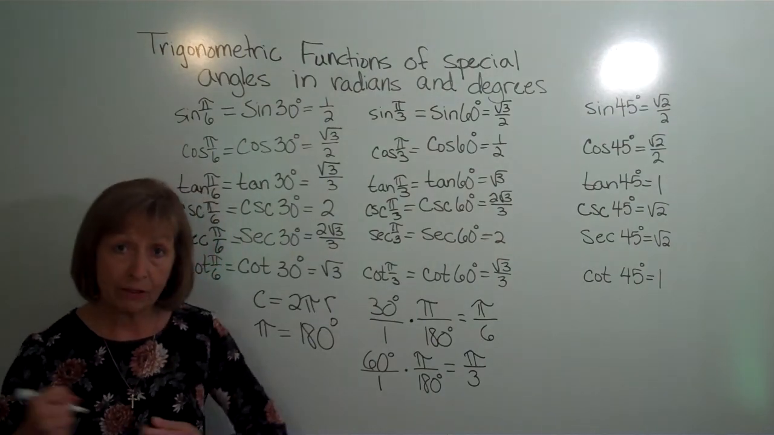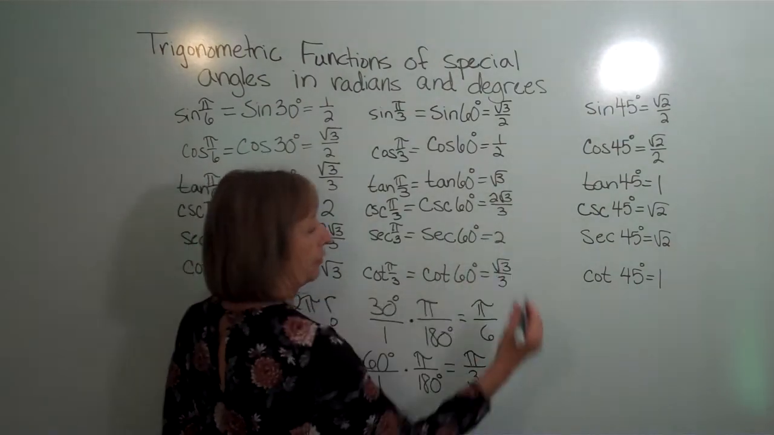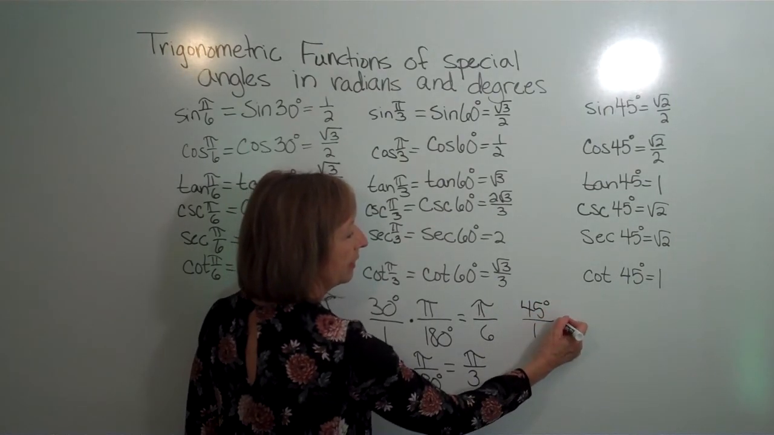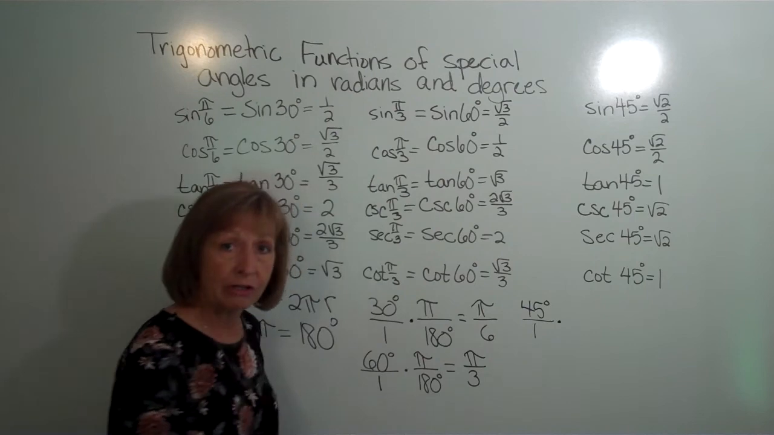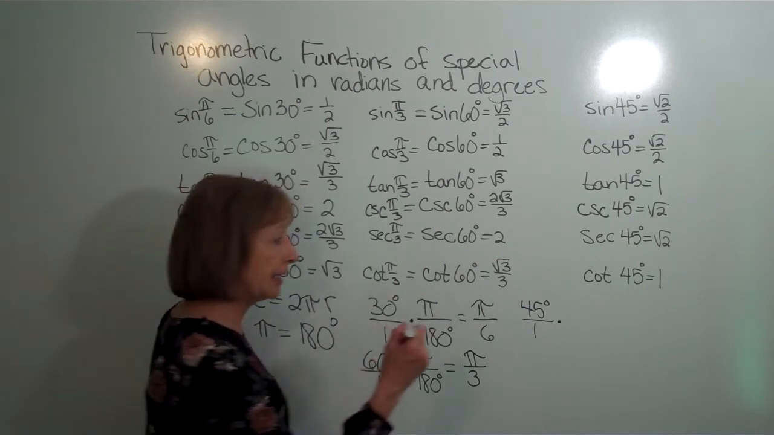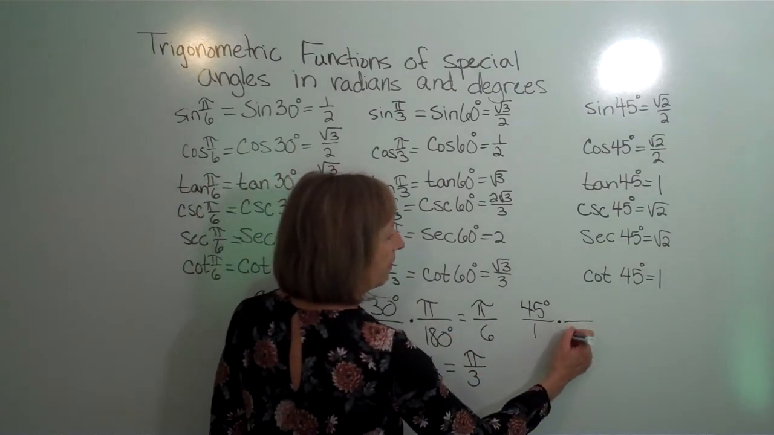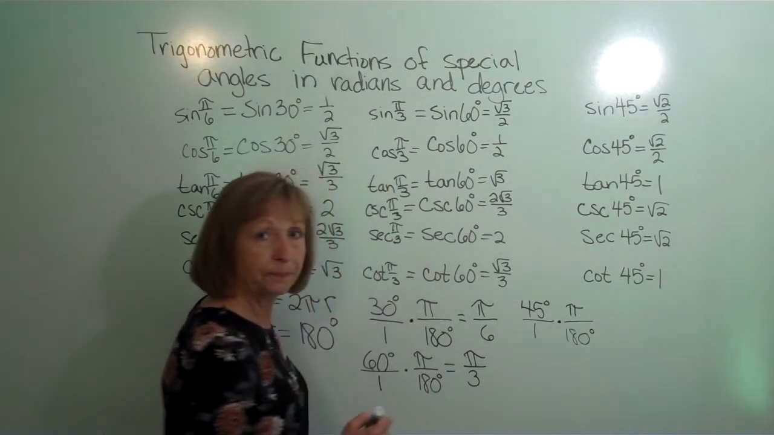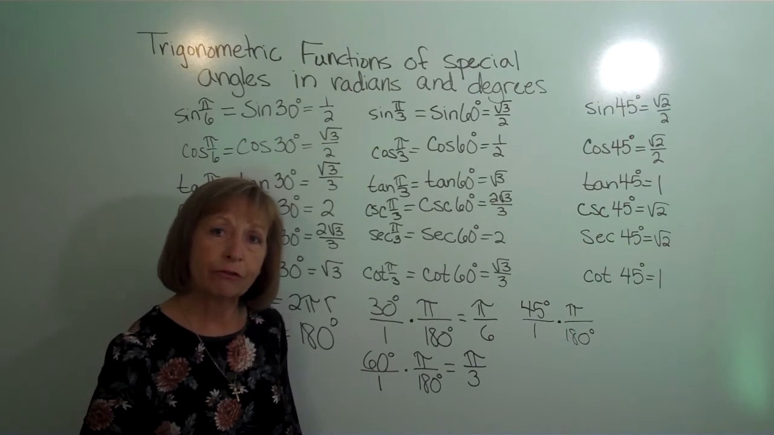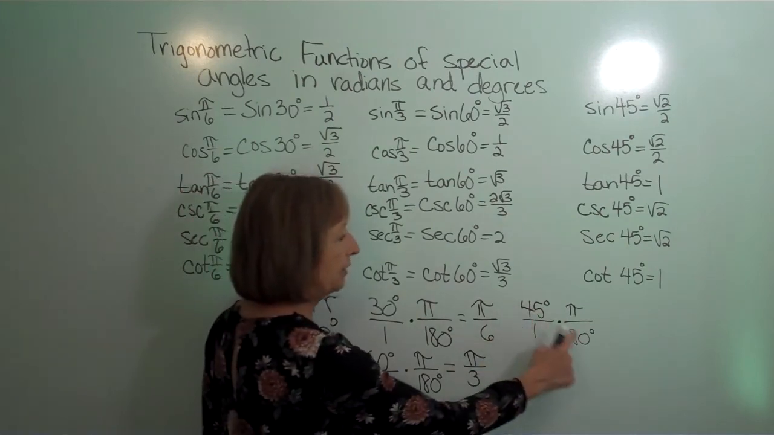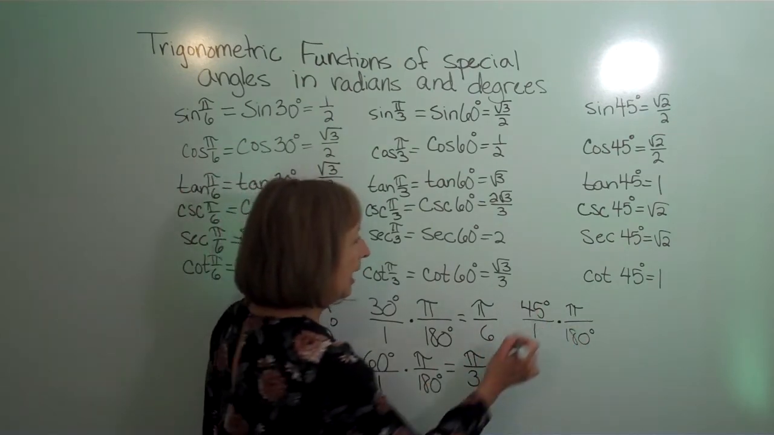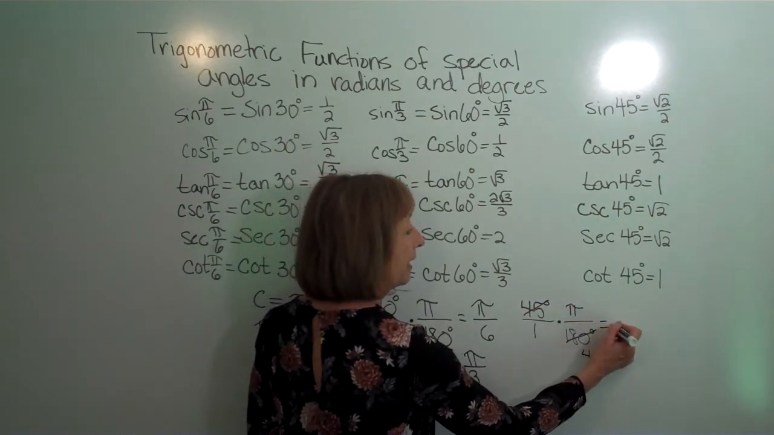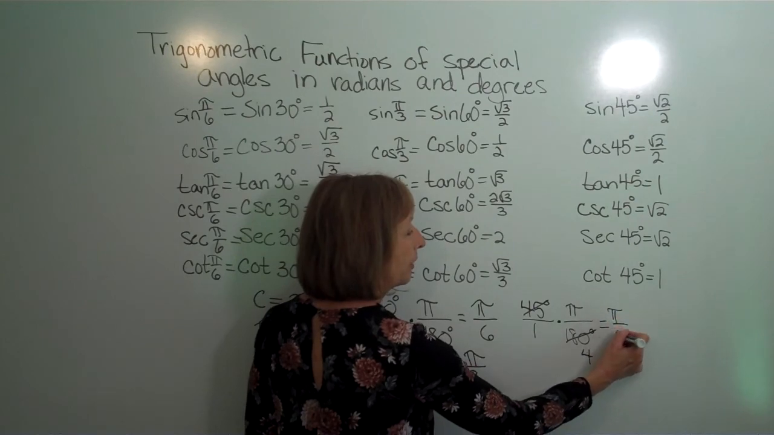Now the last one we have for our special angles is the 45 degrees. Well, if we take 45 degrees, multiply by the conversion factor, so the degrees go out and the radians come in. We'll have our 180 degrees in the denominator, our pi in the numerator, and the common factor 45 degrees exists between the numerator and the denominator. And when you remove that common factor 45 degrees, you get a 4 in the denominator. So I have pi over 4.